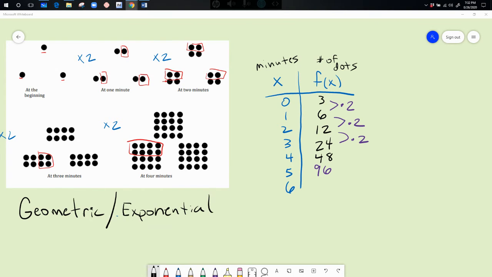So with that being said, I'd really like you at this point to pause the video. I don't want to put another question in here. So pause the video and take your time and do it. I'm looking for the explicit formula and the recursive formula that represents these dots. So if you can do that, pause the video.